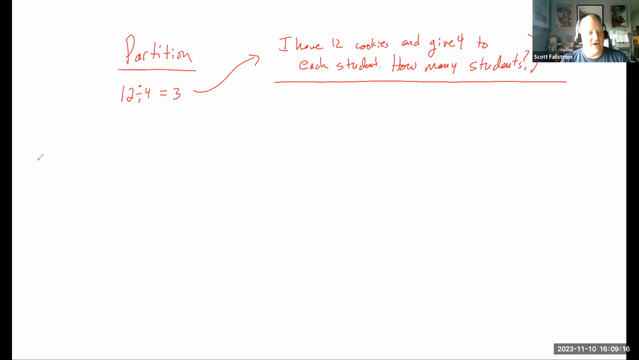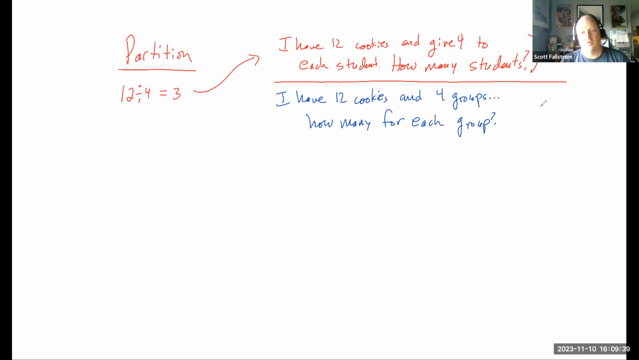If you go the other direction and instead you say, I have 12 cookies and 4 groups, how many for each group? So another way to think of this is how much in one group. They're all going to be equally sized. Everybody's group is going to get the same amount. This is a very different approach.